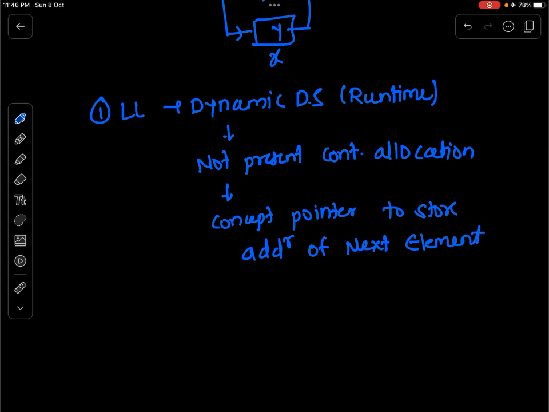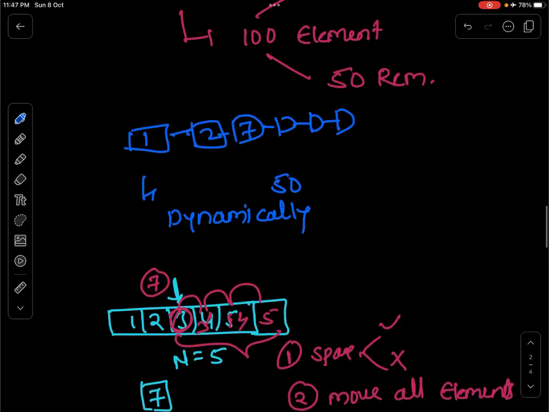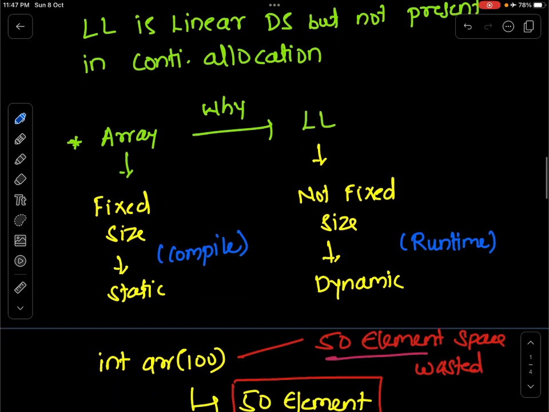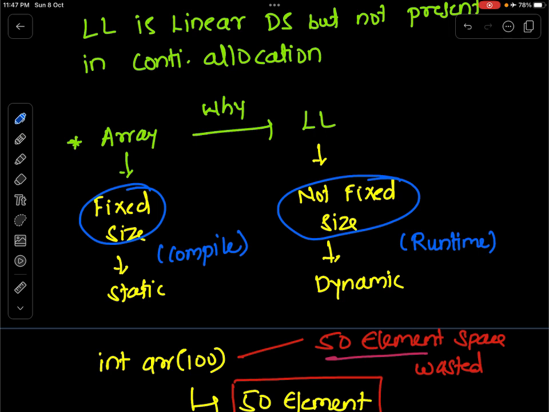To store the address of next element. And the second thing we saw is why linked list. We saw a disadvantage of using the array, that we know that the array is of fixed size, whereas the linked list is of dynamic size.